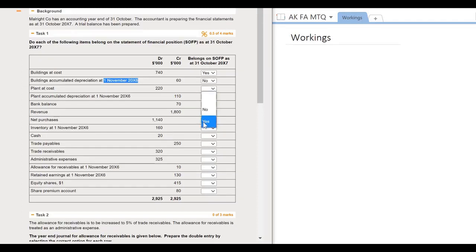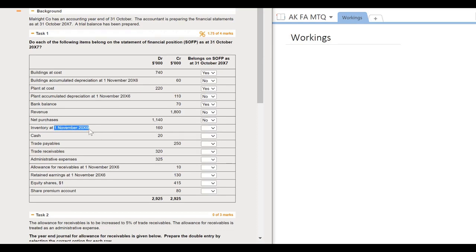Plant at cost is a non-current asset, would appear in the SOFP. Just like with the accumulated depreciation for the buildings, here again you see that the plant accumulated depreciation is the balance at the start of the year. We're interested in the balance at the end of the year, so here from the drop down we would select no. Bank balance is a current asset and so would appear in the SOFP. Revenue, however, is an income and would appear in the statement of profit or loss, so we're going to select no. Net purchases is an expense, so we're going to select no.